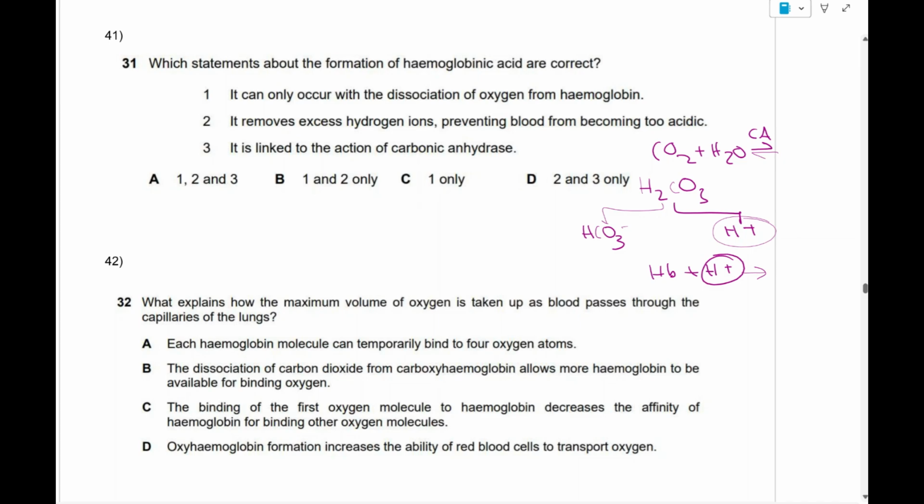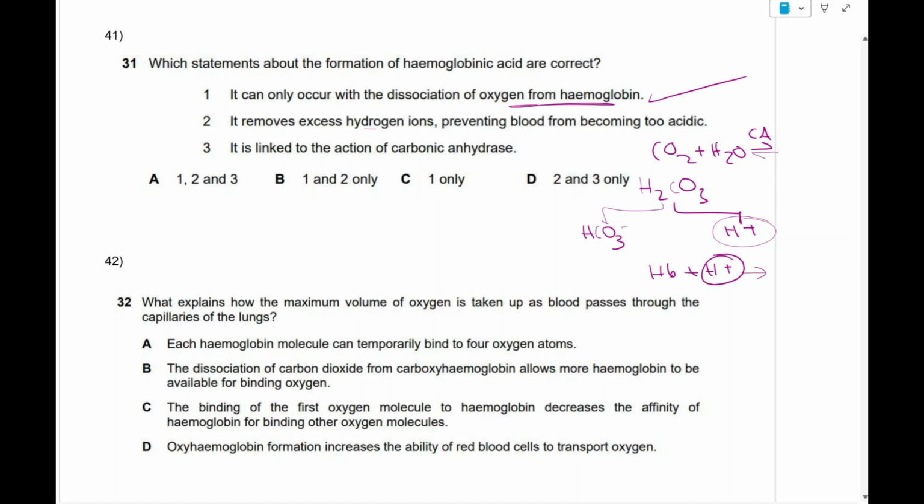It forms hemoglobinic acid. Now, the property of hemoglobinic acid is that it has a lower affinity to oxygen. This means that it releases oxygen easier and combines harder with oxygen, aka has a lower attraction to oxygen. Now let's see the suggestions that we have here. 1. It can only occur with the dissociation of oxygen from hemoglobin. Now this is correct. The reason for this is I just mentioned that it has a lower affinity, therefore it releases oxygen way easier.